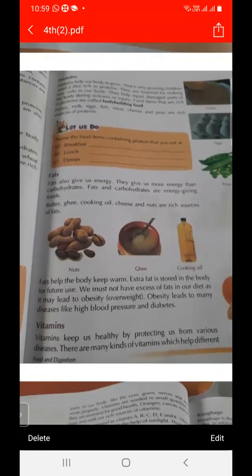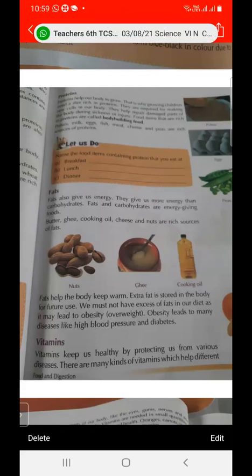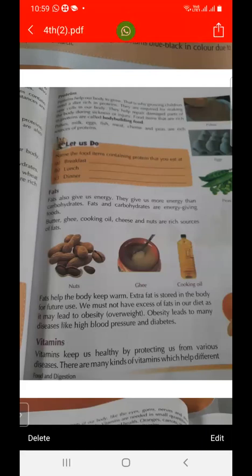And fat, this is also a source of energy. So butter, ghee, cooking oil, cheese, and nuts are rich sources of fat. And what is the function of fat? Fat helps to keep our body warm, and extra food is stored for future use, which leads to a condition called obesity. And this is an item from which we can obtain fat.